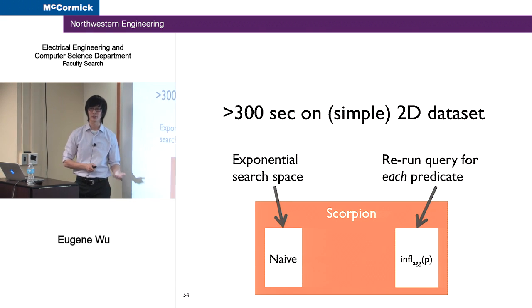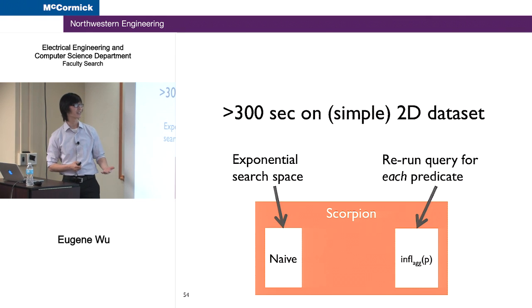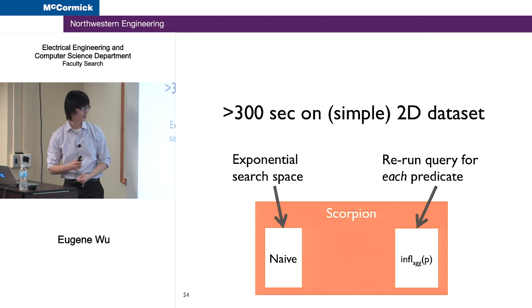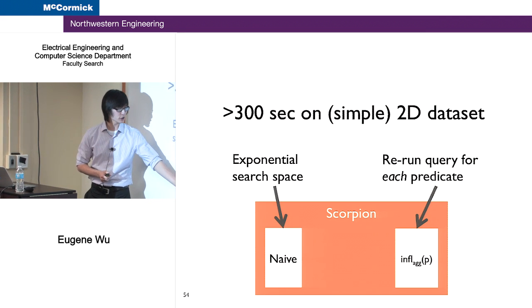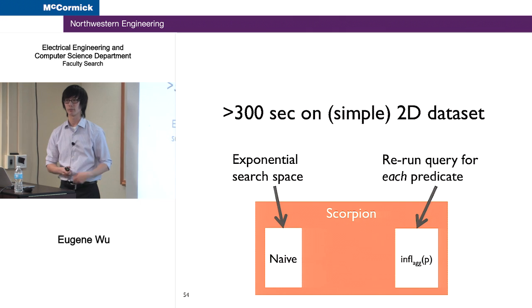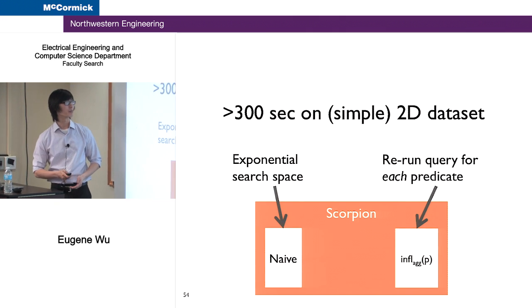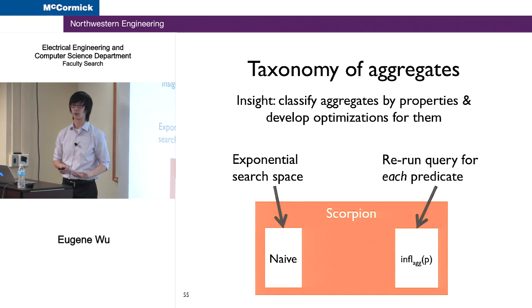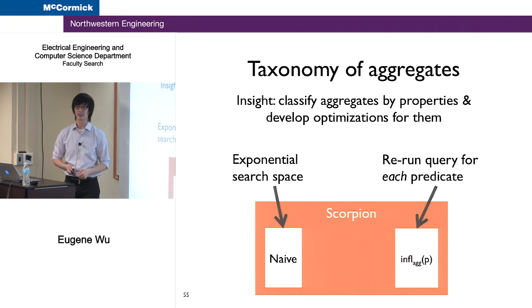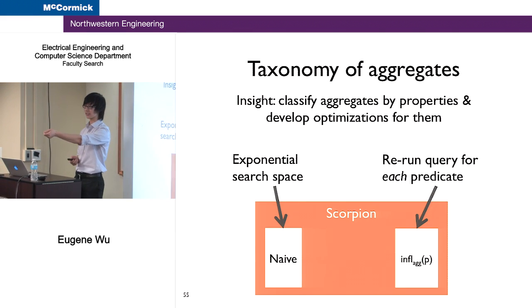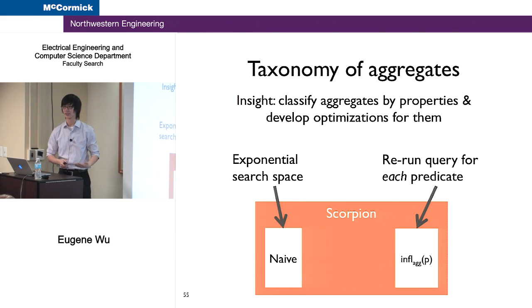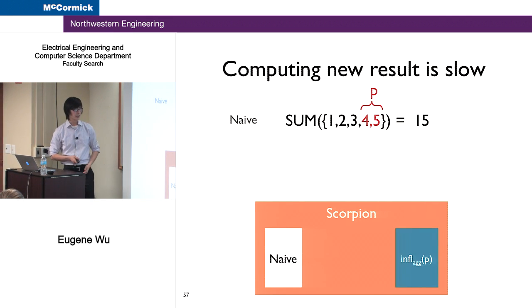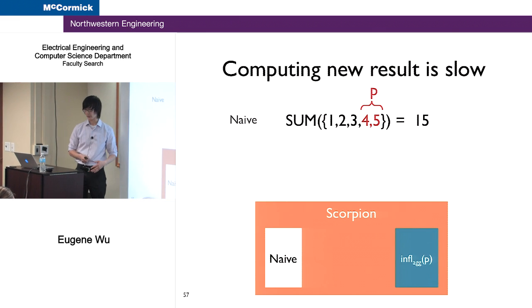On a simple two-dimensional data set, depending on how you discretize it, it takes over 300 seconds to find the optimal predicate. This is because of both the search space as well as the fact that computing the influence can be quite expensive. Our main insight in this work is to identify a taxonomy of popular aggregation operators, and then for different properties, identify optimizations. This is where things like what you two suggested would fit into the system. Some of the optimizations I'll talk about include making the influence computation faster.